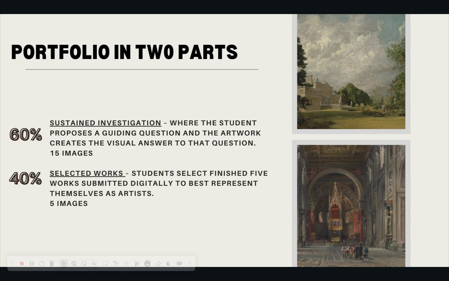The sustained investigation portion of your portfolio is worth 60%, so a big chunk of it. And you will turn in 15 images when you turn in this portion of your portfolio. That does not mean 15 works of art. However, it can if you want it to be. But in my class, you have to have a minimum of 8 works of art. And I'm sure you're like, wow, how do I turn in 15 images if I only have 8 works of art?